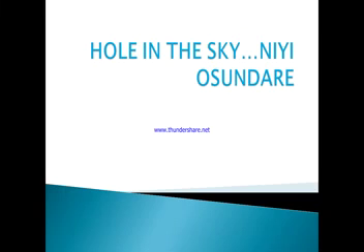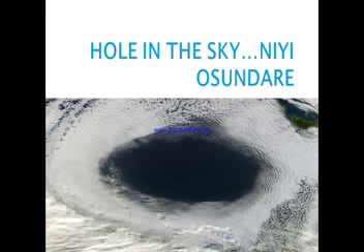We're still on the poem Hole in the Sky by Niyi Osundare. The last time our focus, our interest was on the themes and of course the diction he used. So today we are going to move forward and focus on the poetic devices used, the structure, and of course the tone and mood of the play. Are we ready? Let's go.